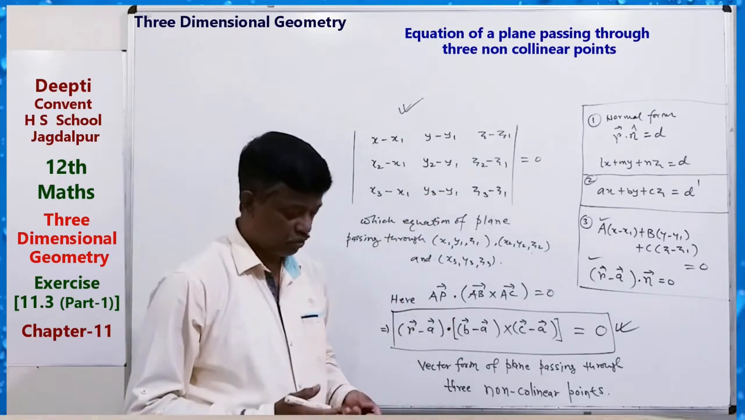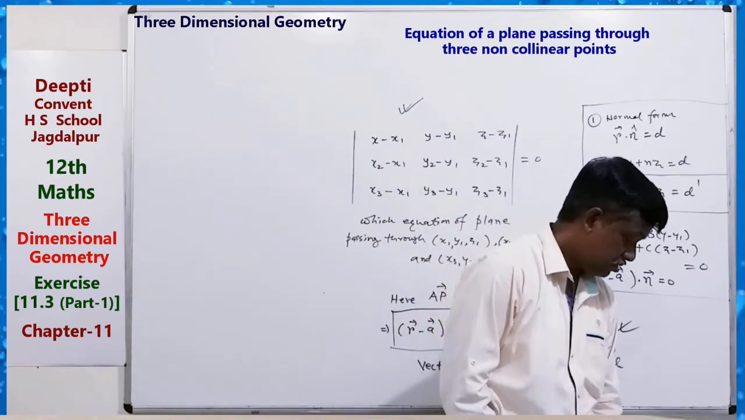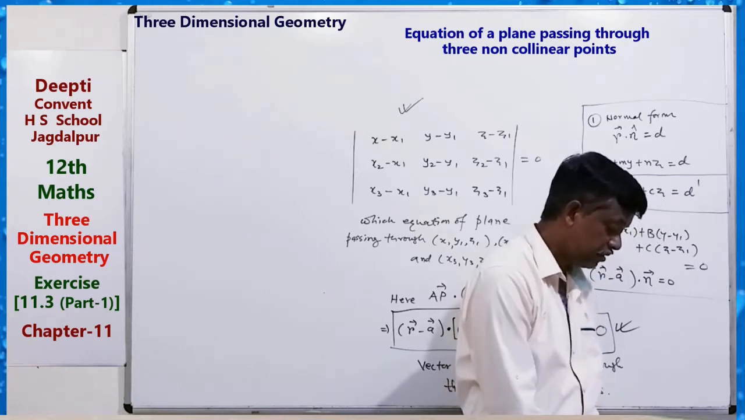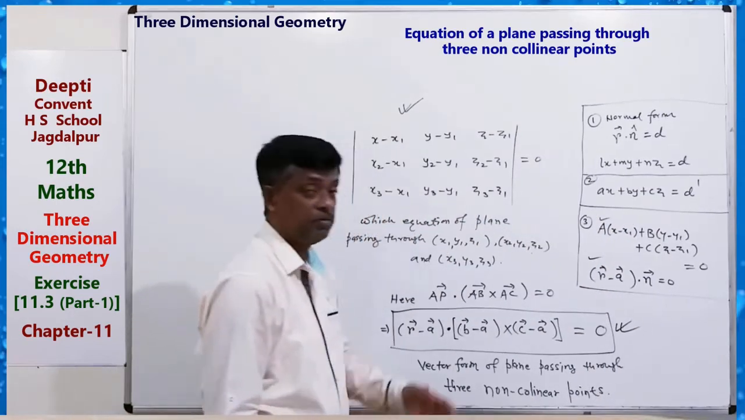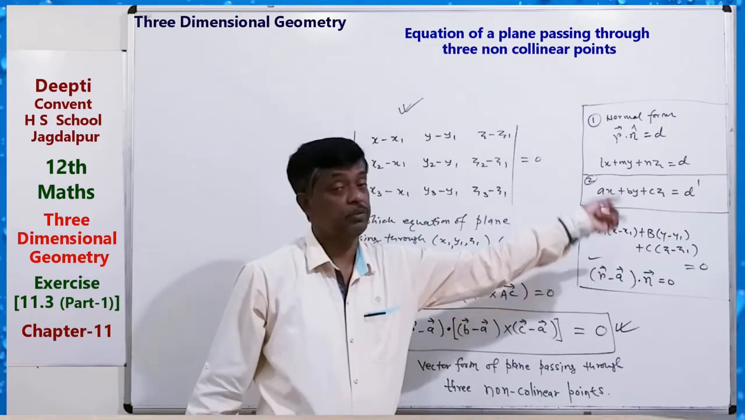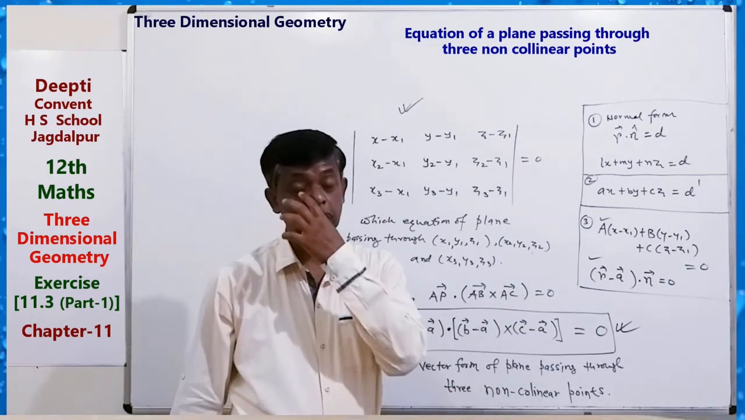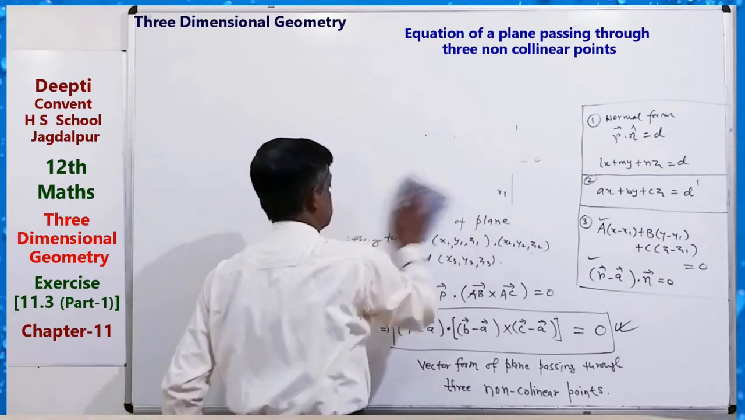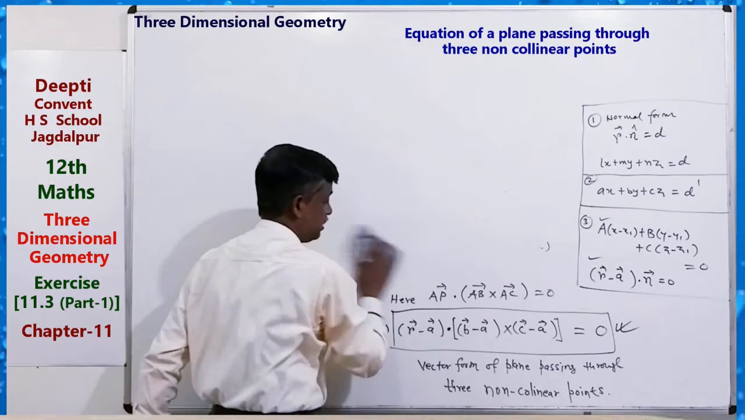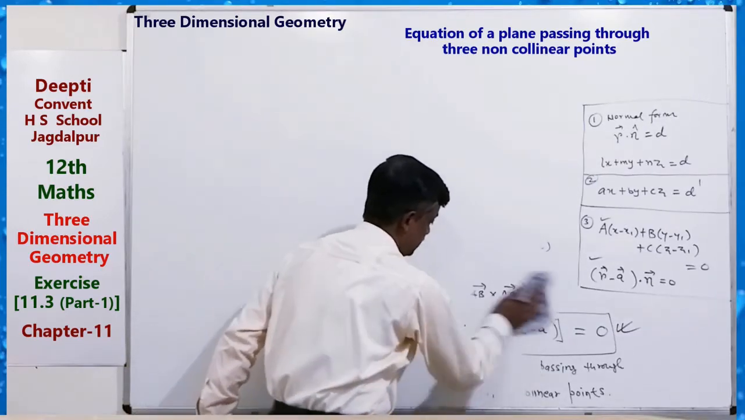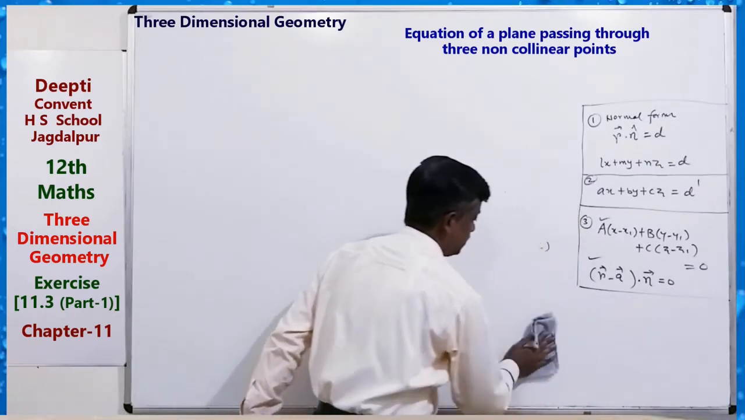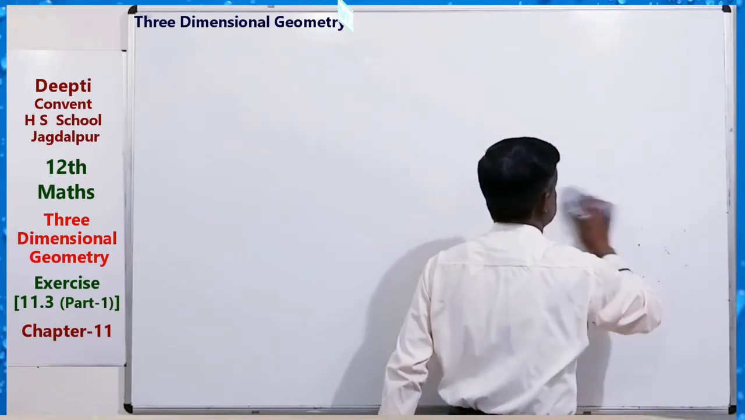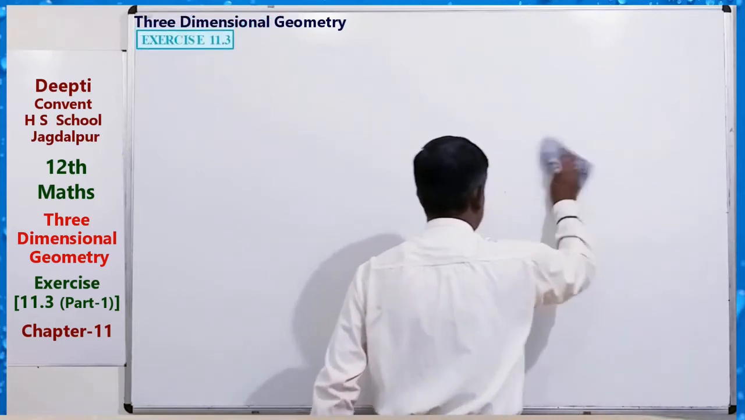This is the vector equation. So these are the forms: the normal form, passing through one point and perpendicular to a direction, and passing through three points. Just use these formulas for writing the equation of a plane. Now let us take some questions from exercise 11.3. This exercise contains questions related to planes, so we have to solve them one by one.